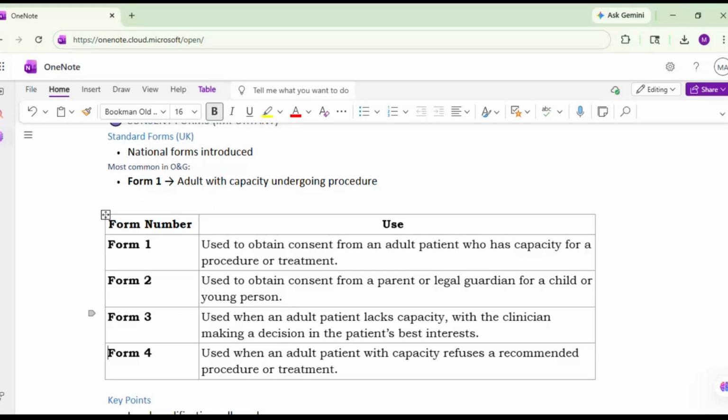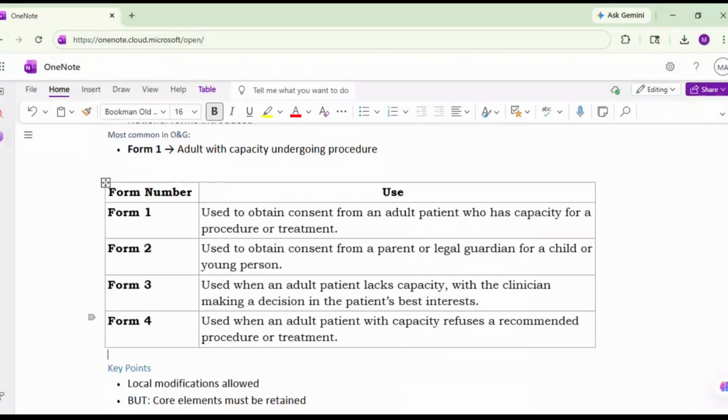So form number 1 is very easy and commonly used for adults. Form number 2 is parental consent, or legal guardian in cases of a child or young person. Form number 3 is for an adult patient who lacks capacity, with the clinician making a decision in the patient's best interest. So when the doctors are making the decision on behalf of the patient in the best interest, we use form 3. Form 4 is used when an adult patient who has capacity is refusing the treatment.